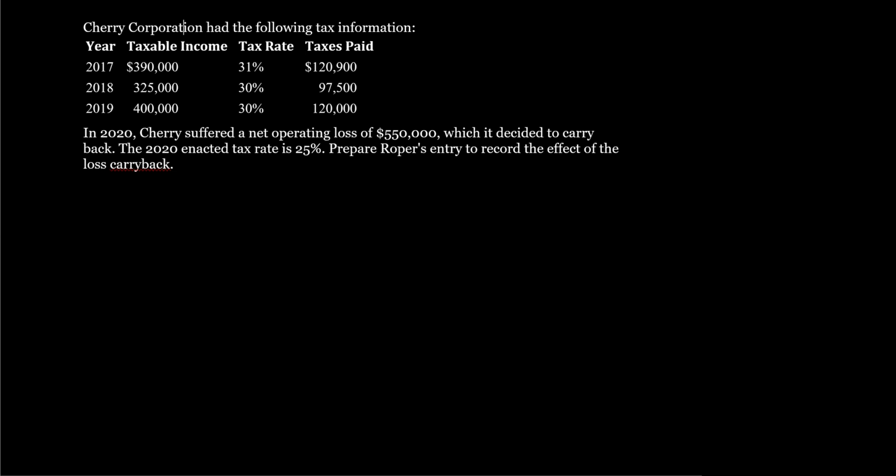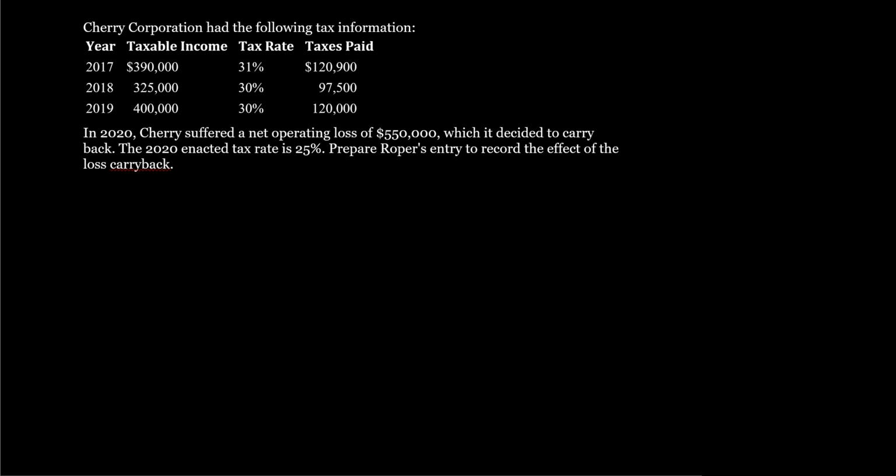Sherry Corporation had the following tax information: year, taxable income, tax rate, and taxes paid. We can see the data in the table there. In 2020, Sherry suffered a net operating loss of $550,000, which it decided to carry back. The 2020 enacted tax rate is 25%. Prepare Sherry's entry to record the effect of the loss carryback.